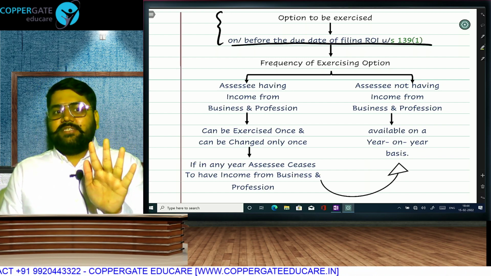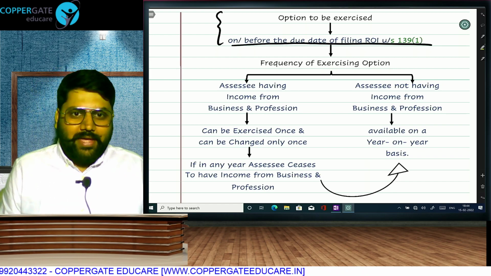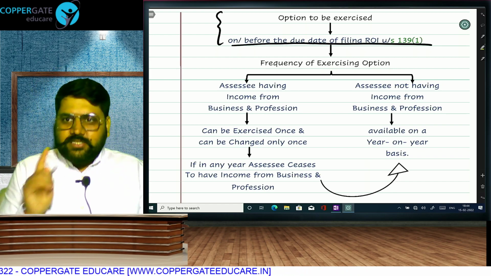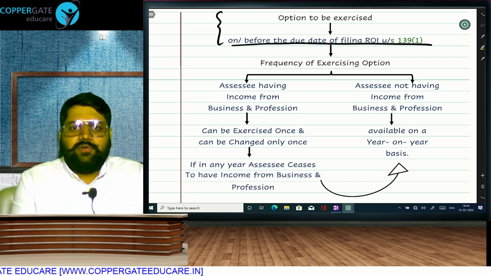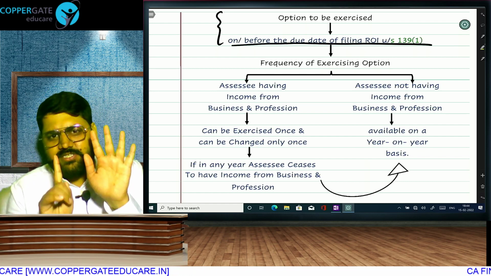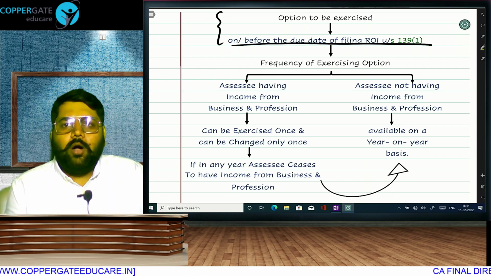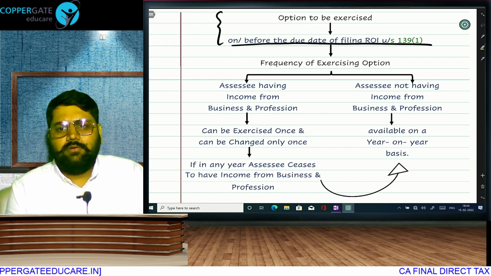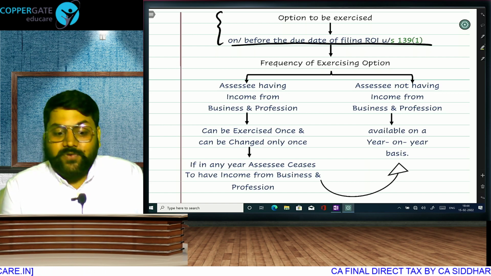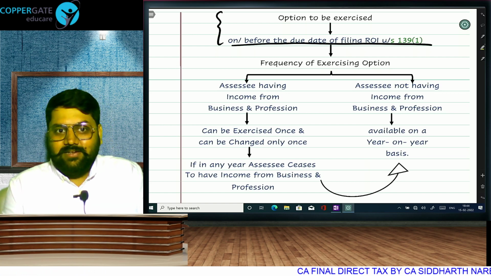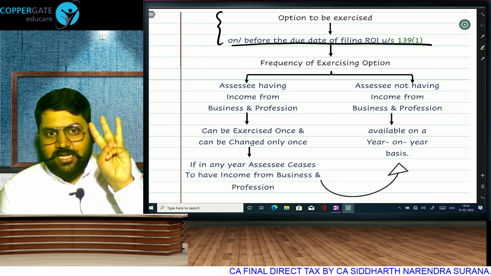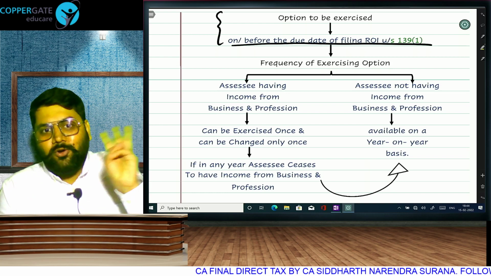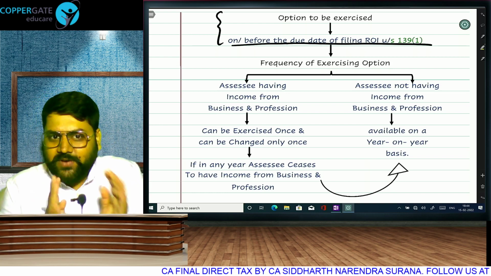Fifth, these provisions are optional. You can choose to stay in the old regime. Sixth, in all the 4 sections, option has to be exercised on or before the due date of filing return. So these 6 points are absolutely common. What is different? And listen, difference is only in 115BAC. Only in BAC. BAA, BAB, BAD, domestic company, resident cooperative society, they are all same. The difference is only here.